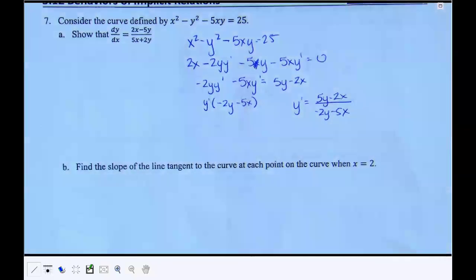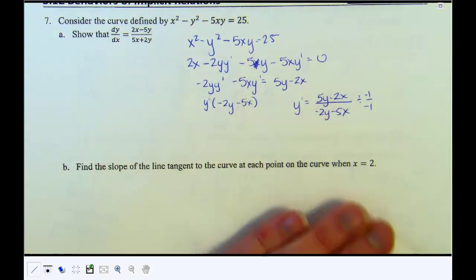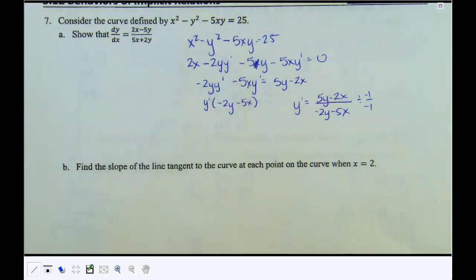Now, based on what I told you, are those equivalent? Yes, because every one of those signs is opposite. However, we have not shown that those two things are equal. So what do you have to do? You have to take a negative out. You just have to go the extra step and show that you're dividing by negative 1 over negative 1, or that you factored out a negative.